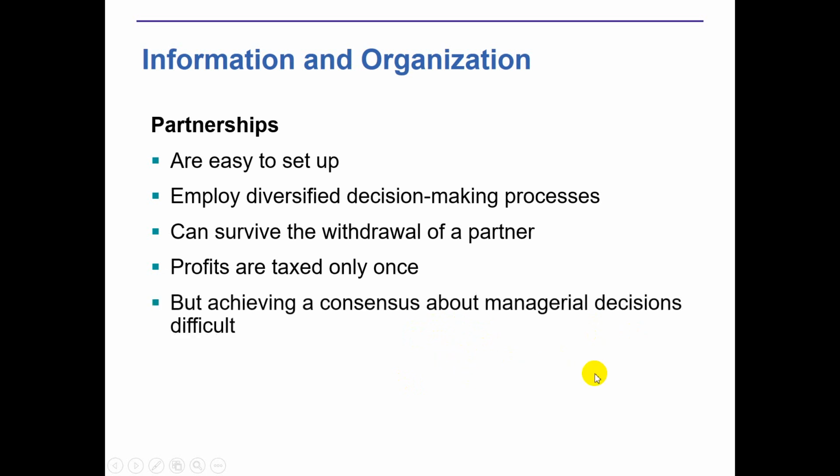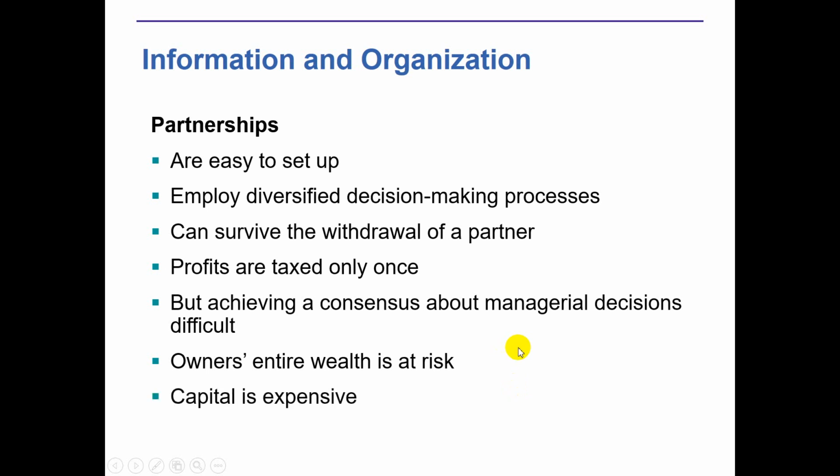but it has a consequence for managerial decision making, because consensus is difficult, as there is more than a single mind. So it is difficult sometimes. They don't agree on something that is not in the favor of the firm. So it is difficult to get consensus about managerial decision making. The owner's entire wealth is at risk, and getting capital is expensive.